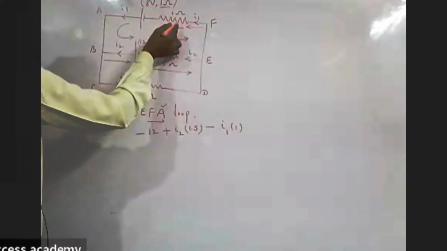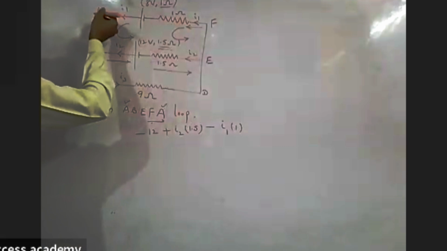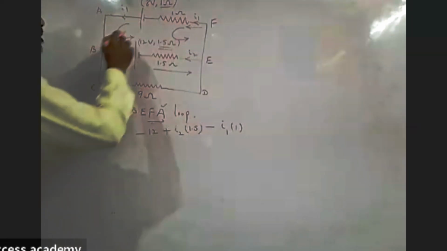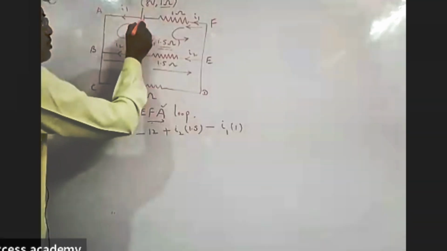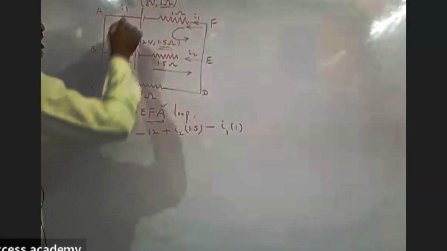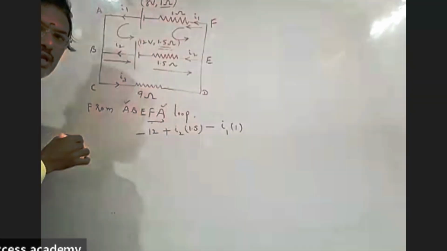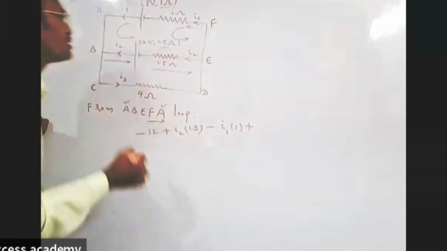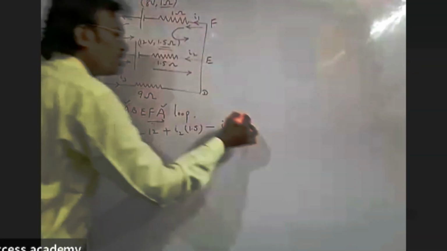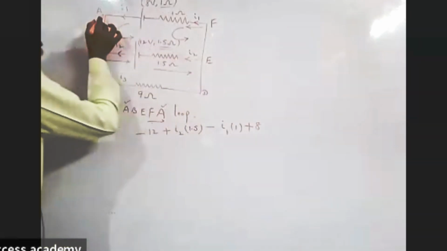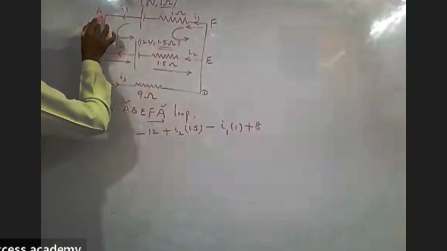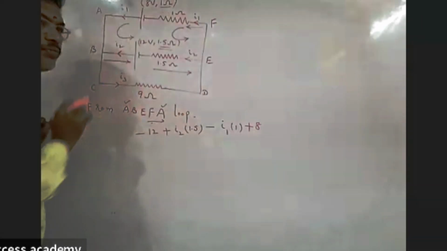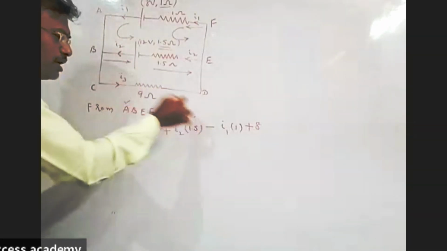Okay. Then afterwards, move F to A again. After the resistor, here you got the cell. At first, which terminal is present here? Negative terminal. And this is the positive terminal. Negative to positive means plus. So EMF is plus 8 volt. Now you reached A. So you started from A and reached again A.